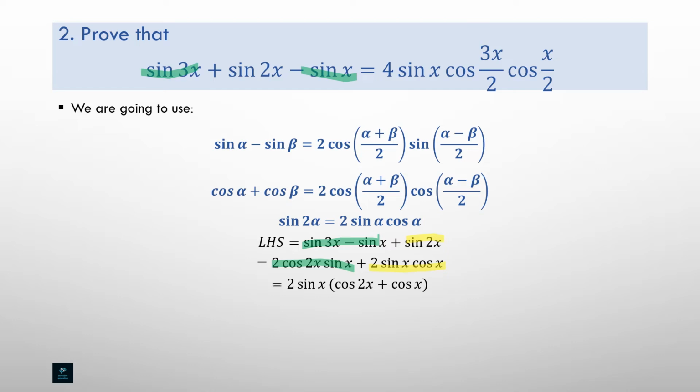Now we will apply the cos α plus cos β formula on this cos 2x plus cos x, and we will get 4 sin x cos(3x/2) times cos(x/2), as (2x+x)/2 will give 3x/2 and (2x−x)/2 will give x/2. This is exactly equal to the right hand side of the equation which we were going to prove.